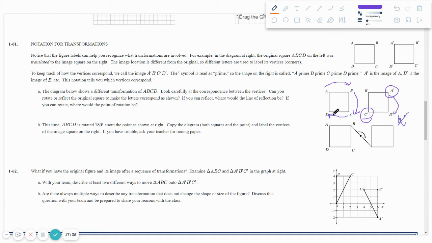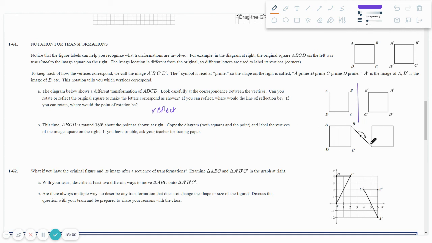So this is not a rotation. This is going to be a reflection. This is a reflection, and it's specifically reflecting somewhere halfway between these two squares. So that's going to be the line of reflection. Okay. This one you are not able to rotate. This is not possible. Now, part B, this time, ABCD is rotated 180 degrees about this point.